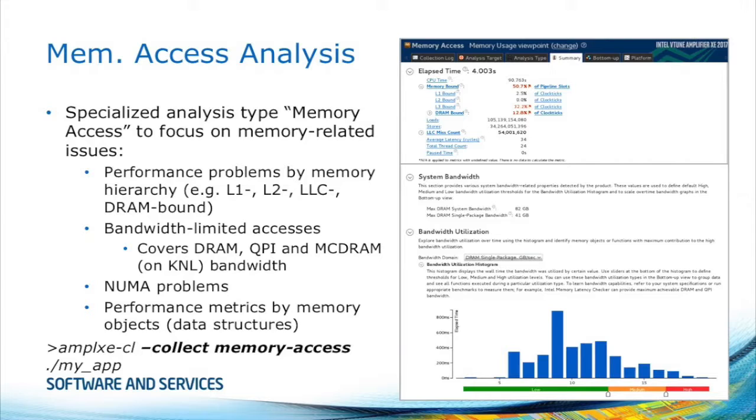This now looks at similar metrics as the HPC performance analysis. So it tells you roughly the same things about being L1, L2, L3, or DRAM bound. But it breaks down those numbers into loads and stores. So you can see if your memory traffic is coming more from reads from the memory or writes to the memory. And it also tells you average latencies and so forth for the individual cache levels.